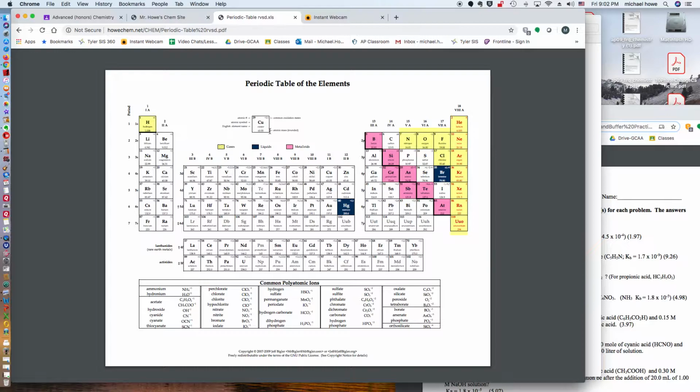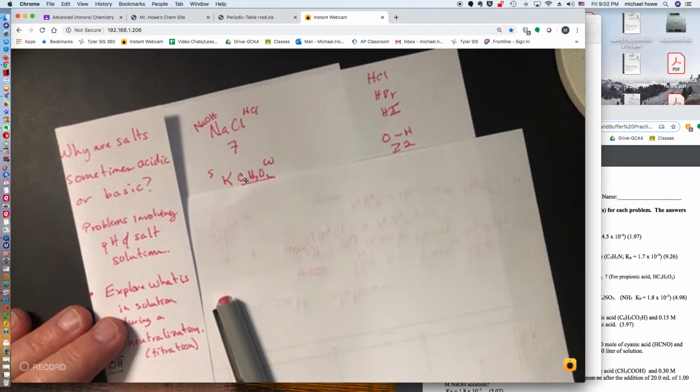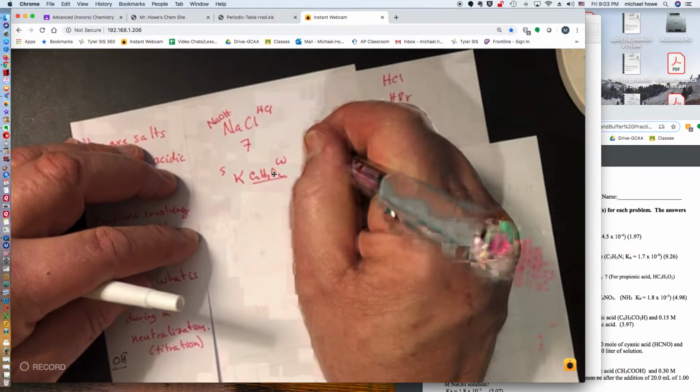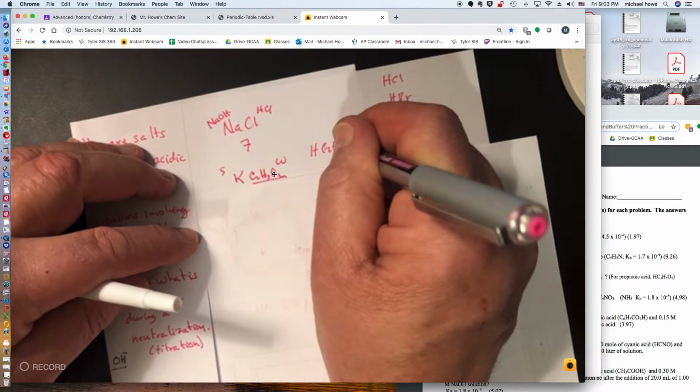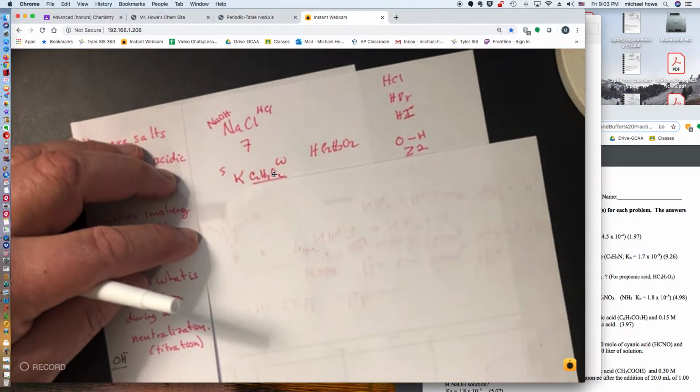All right, if I have a salt like potassium acetate, that's the next one down on my little sheet here, the potassium came from a strong base, potassium hydroxide, because that's in the first column. And it came from a weak acid, which is acetic acid. The acetic acid formula looks like this: HC2H3O2, and the ionizing hydrogen is that first one.